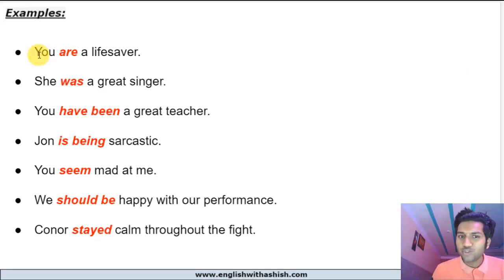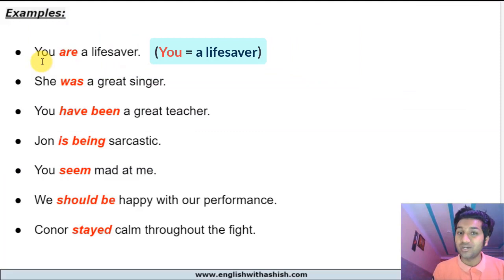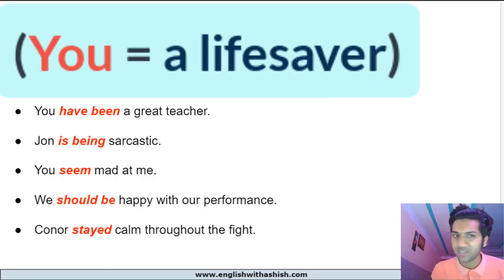You are a lifesaver. So are is a linking verb that's linking the subject you to its complement lifesaver. So it's working as a bridge, right? It's linking the subject you to its complement a lifesaver, which is a noun phrase. That's giving a name to the subject you. You equals a lifesaver. So you can replace the linking verb with an equals sign. You equals lifesaver. All right.